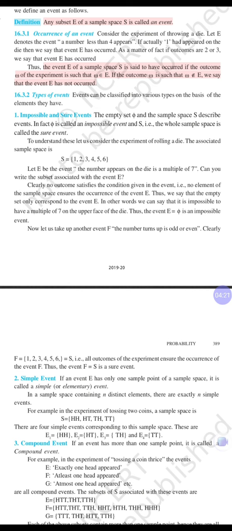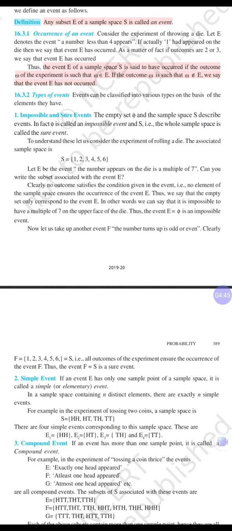Now let's talk about the types of events: impossible event and sure event. I just told you the example of finding the number 7, 8, 9, any number like that. It is not possible to get 7, 8, 9, so this type of event is called an impossible event.